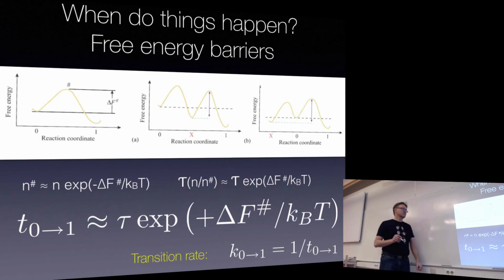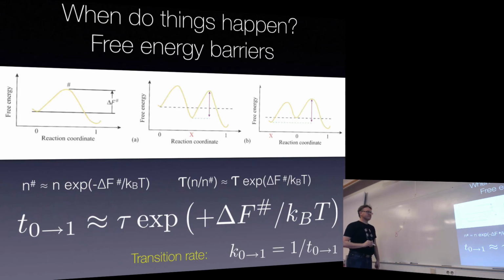Let's start looking at that. So we have a state 0 here, and then we have a state hash mark there. And then let's say that there is some sort of free energy here, right? If this is F, the difference between 0 and hash mark, let's call that difference in free energy delta F.